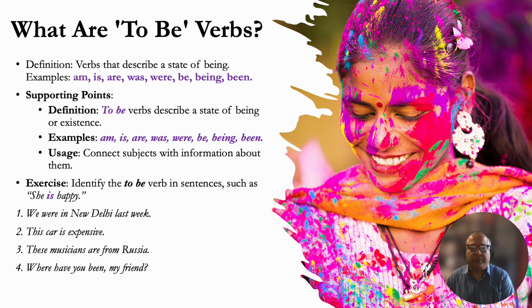But before we move forward, try to do this exercise. It's very simple. There are only 4 sentences. Can you identify the to be verbs in these sentences? Okay, the first one is were. That's a helping verb. The second is, third is are, and number 4 is been.